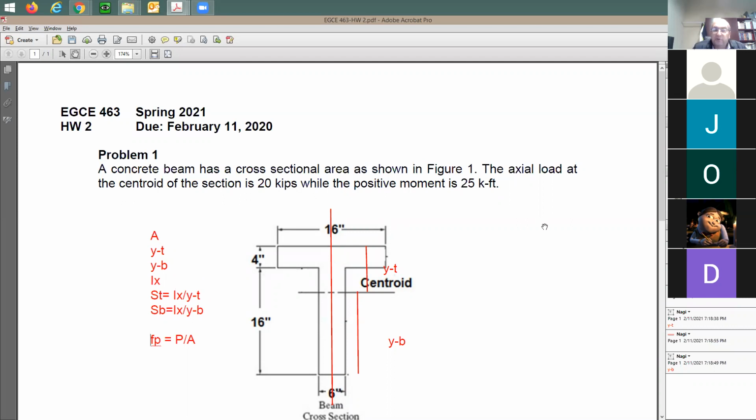You can consider it to be compression or tension. It's going to be up to you. I did not define it. But the critical part, I said the positive moment is going to be 25 kip-foot, which means tension at the bottom and compression at the top. If you'd like to try it for both cases, tension and compression of 20 kips each, and solve it twice, because you remember I said to try to have a spreadsheet for your work, right? So you can play now with the signs the way you want.